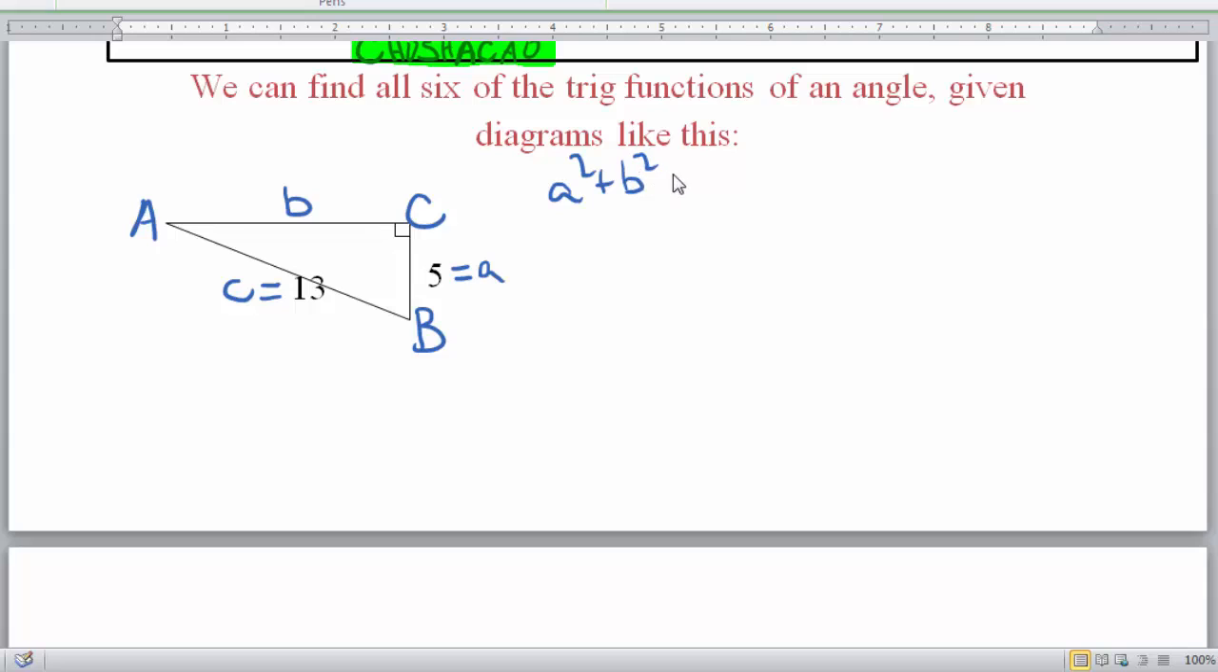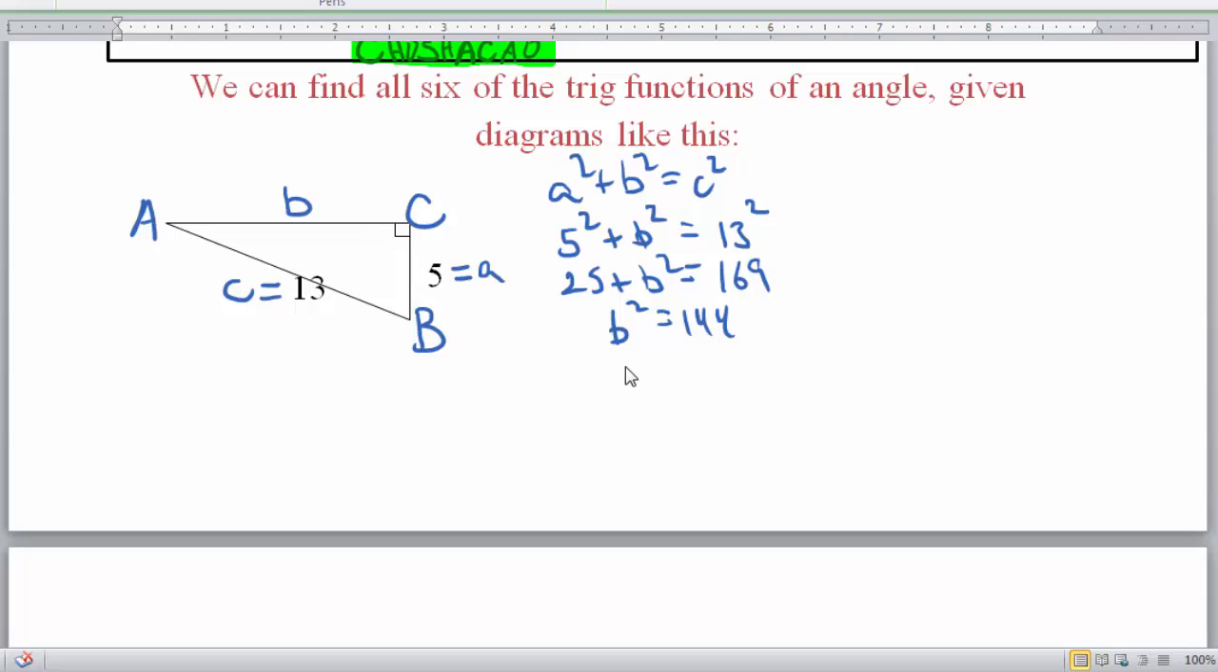So the first thing I would do here is say, the Pythagorean theorem tells me that a squared plus b squared equals c squared. I know that a squared is going to be 25 because it's 5 squared. B is the unknown, and c is 13. So I end up with 25 plus b squared equals 169. If I subtract 25, I have b squared equals 144, and then take the square root, so b would be 12.